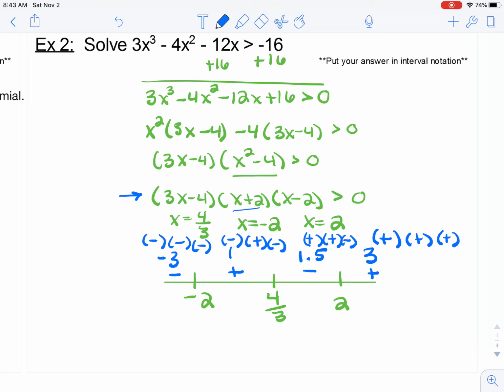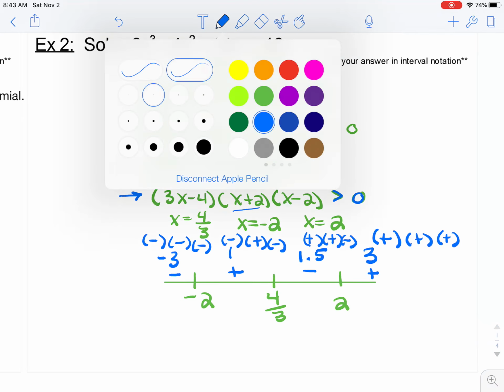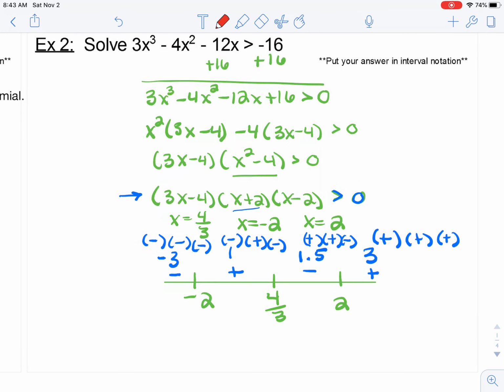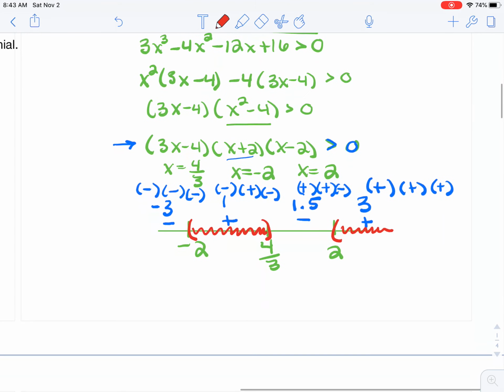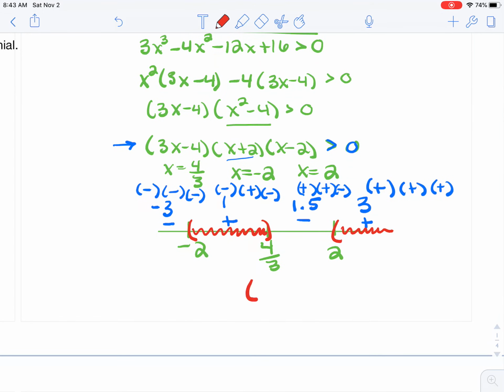So we have to remember, what are we looking for? We're looking for values that are greater than 0. So we're looking for all positive values here. So that means that I'm looking from negative 2 to 4/3 and all the values in between, and from 2 on. So what would that be in interval notation? So that would be negative 2 to 4/3 and 2 to infinity.